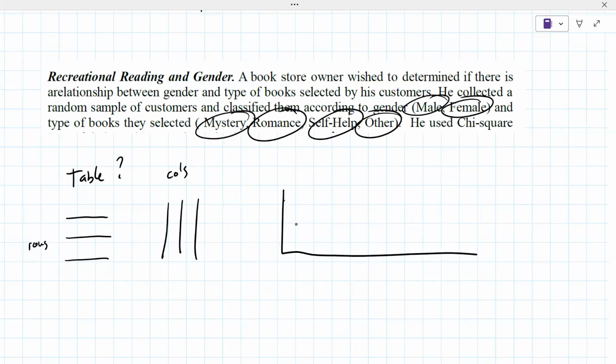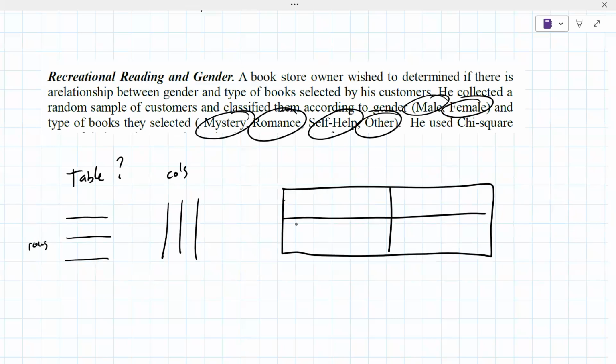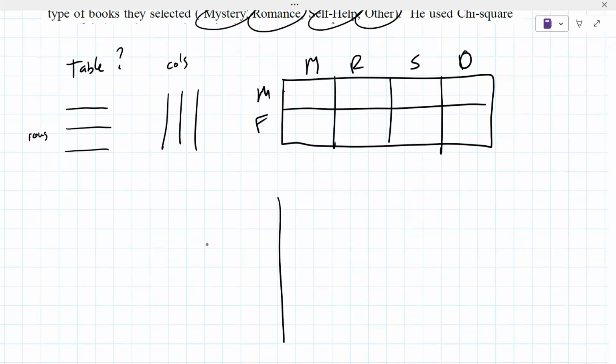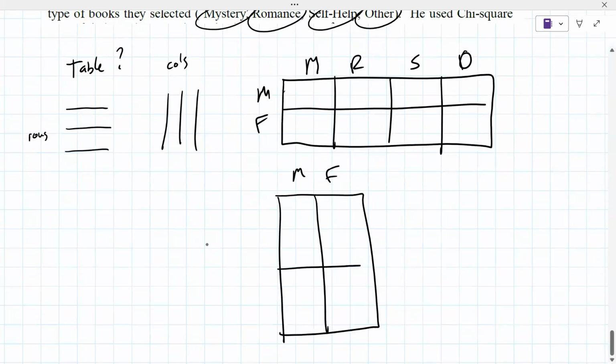Okay, so there's kind of two ways that I see this. You can either put male and female, and then you can go mystery, romance, self-help, and other. Or alternatively, you could go male and female. Thanks for trying. That's good, you don't have to show any more. I just wanted you to work something out. So depending on how you do it, either way is fine.